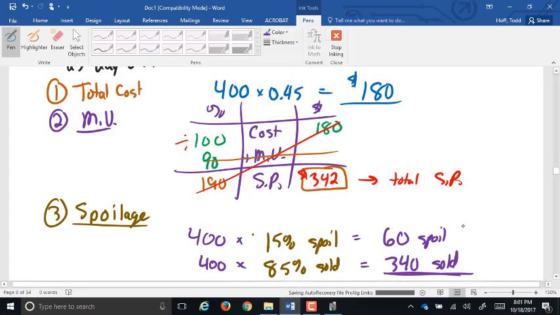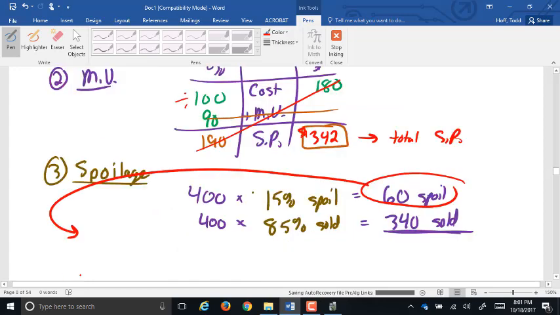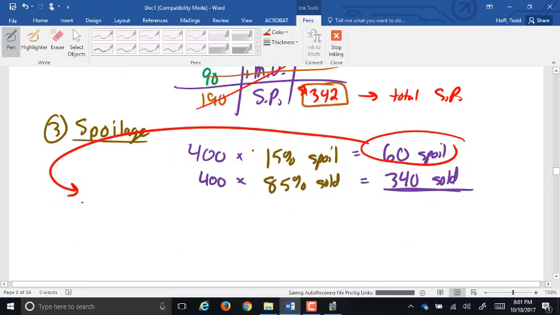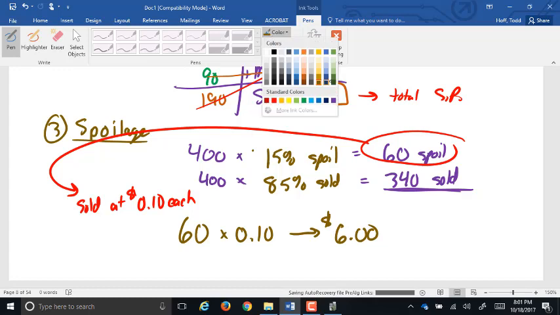Before we move on to step 4, we've got to deal with these 60 that don't sell. Because what's going to happen to them? Sold at 10 cents each. Now, you might say, well, that's just extra profit. But we're going to be exact here. We've got to account for it. 60 donuts times 10 cents each is $6 from the spoiled product.